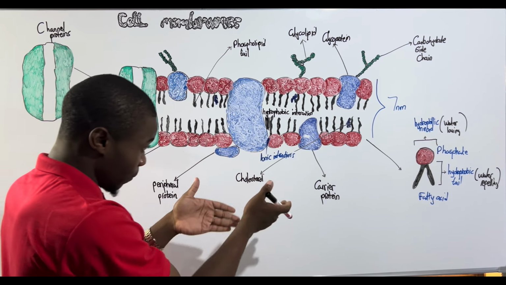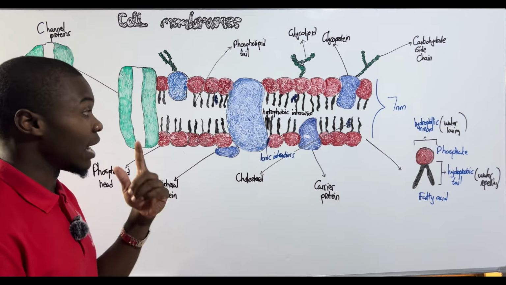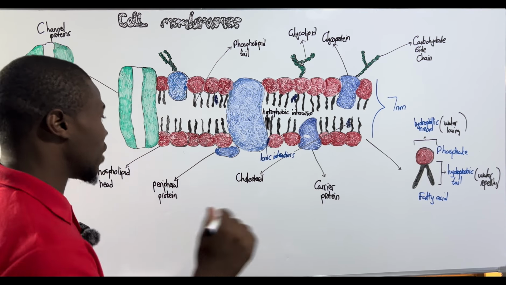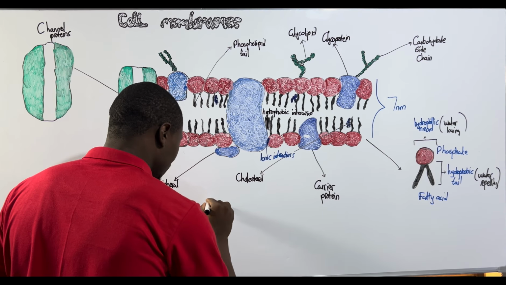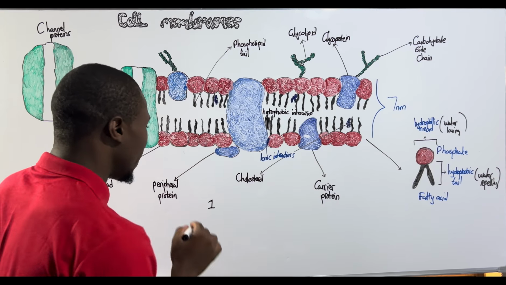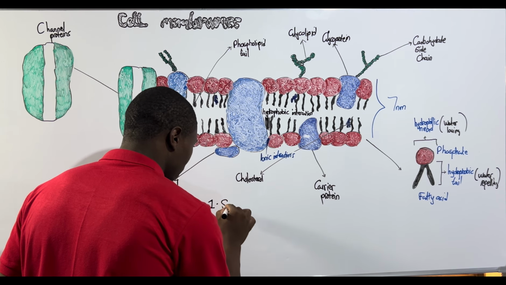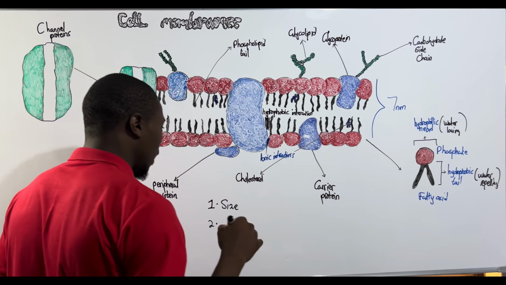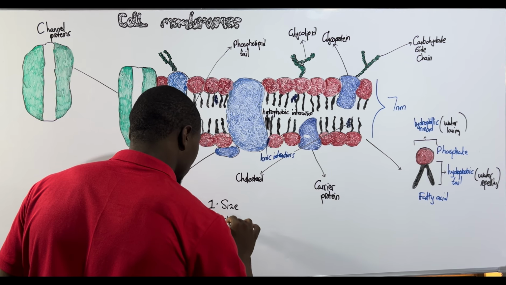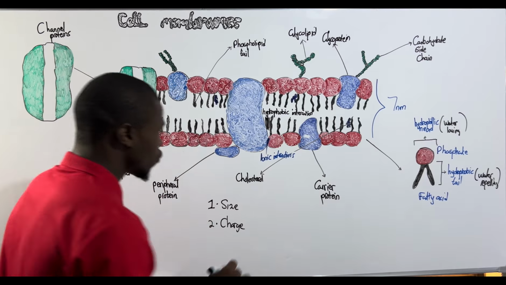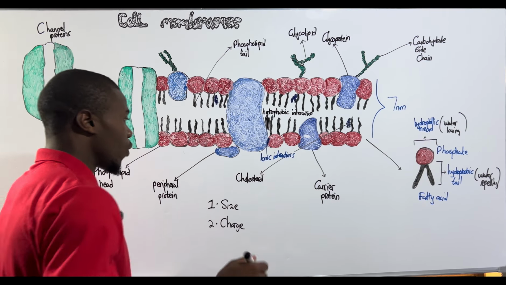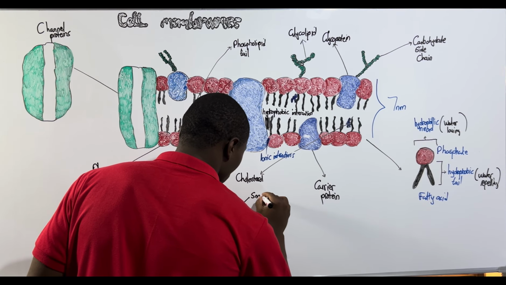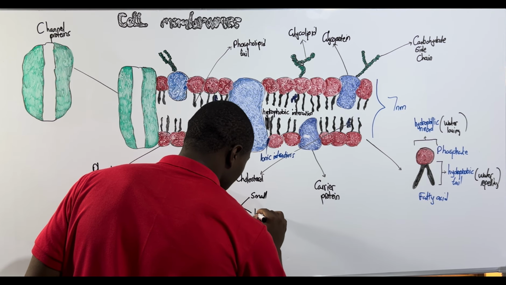It is partially permeable, meaning there are some substances that are not allowed. Which substances are allowed and which are not? It allows substances based on two things. Number one, substances are allowed based on size. And number two, they are allowed based on charge. When it comes to transport based on size, we have two further categories: small molecules and large molecules.